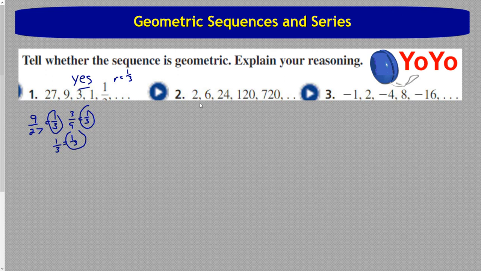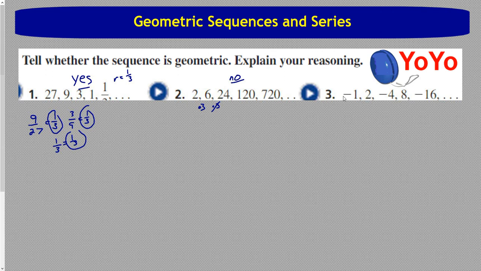Over here, to go from 2 to 6, what do I have to multiply by? Well, I'd have to multiply by 3. Right? If I multiply 6 by 3, do I get 24? No. So this is not geometric. It's going to be something else.